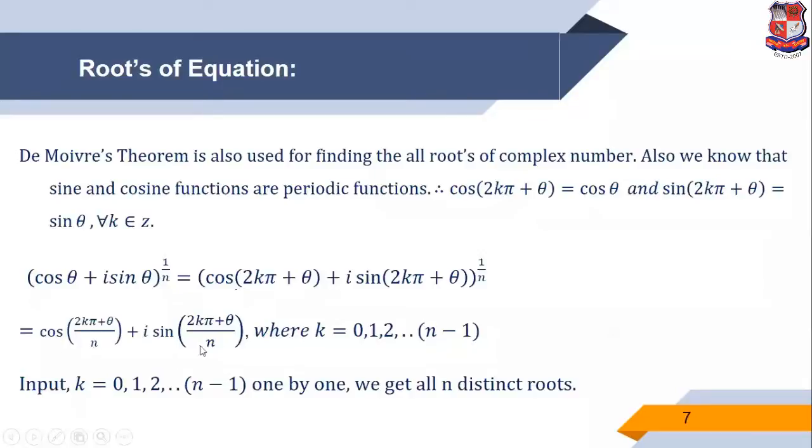So this is the formula for finding the roots of a complex number. If we input k equal to 0, k equal to 1, k equal to 2 and so on up to n minus 1, one by one, we get all n distinct roots.